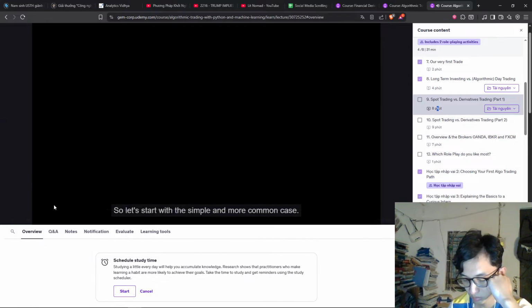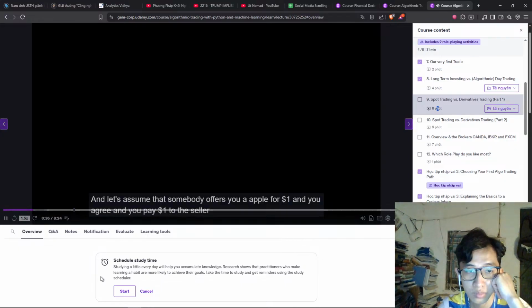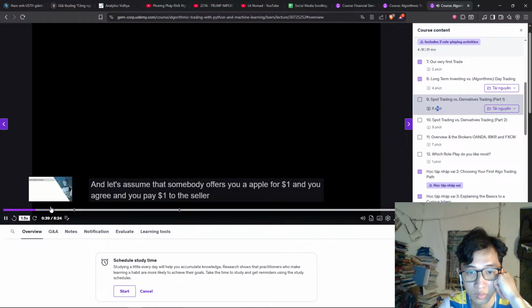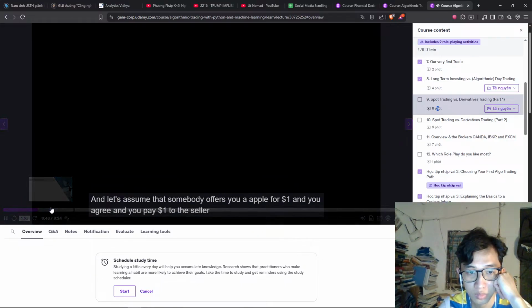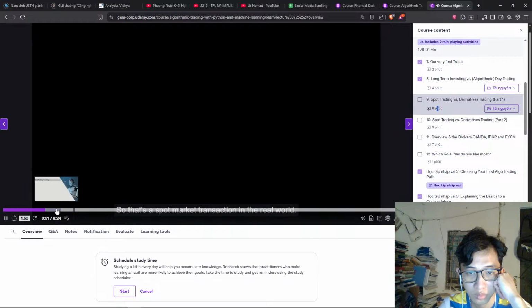So let's start with the simple and more common case, spot trading or spot investing. Let's assume that somebody offers you an apple for $1 and you agree and you pay $1 to the seller, and then the seller gives you the apple and you eat the apple. So that's a spot market transaction in the real world, and that's pretty simple, right?